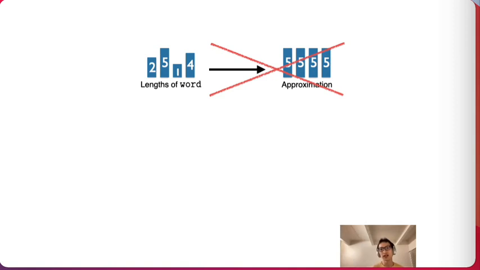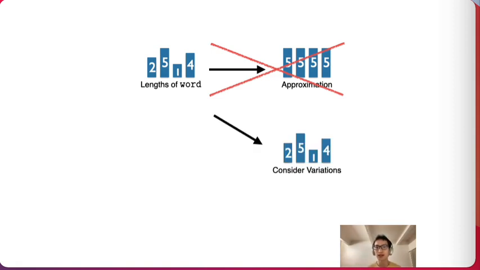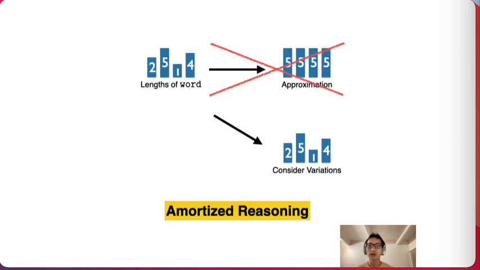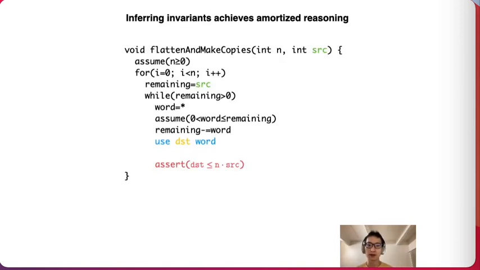Instead of assuming every word has a maximum length, we want to precisely consider the variations in the length of words. That is, we want to consider the techniques that can account for its variations, where low usage in one iteration amortizes for high usage in another, or vice versa. Now, let's consider amortized reasoning, how it works on our example.